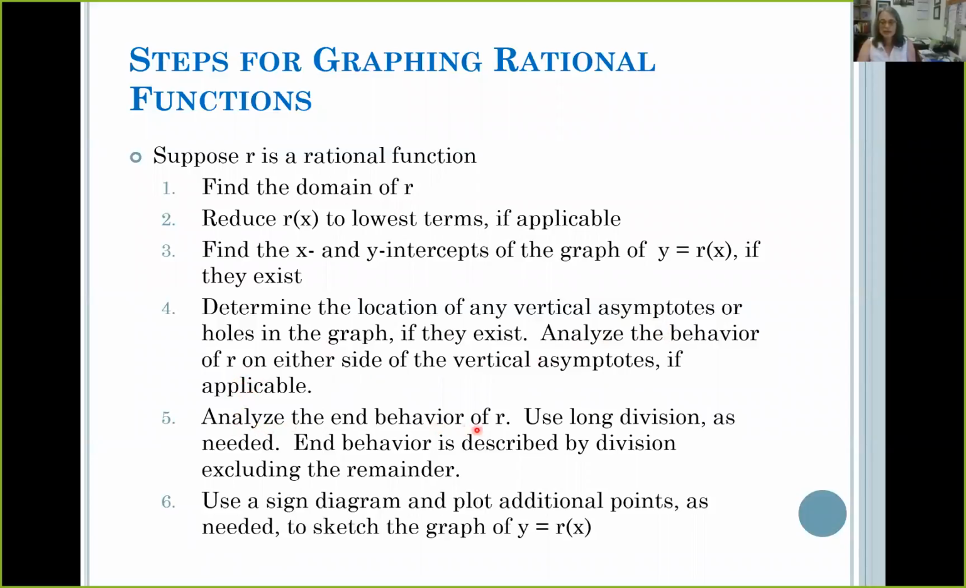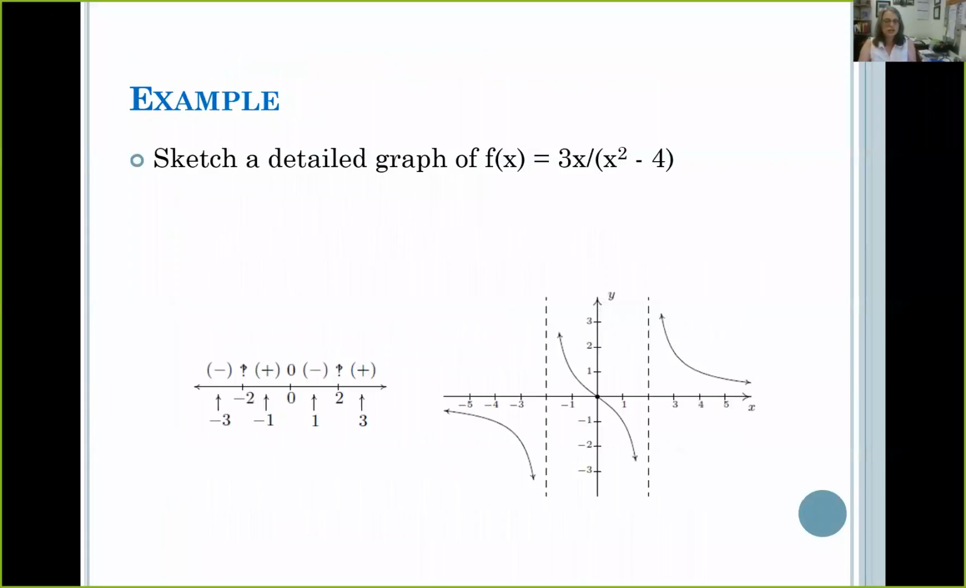We're going to look at any end behavior, and remember that the end behavior is described by the reduced form of the function after we do long division. We'll talk about that in an example. And then we just sketch our plot. So let's work through this example together.